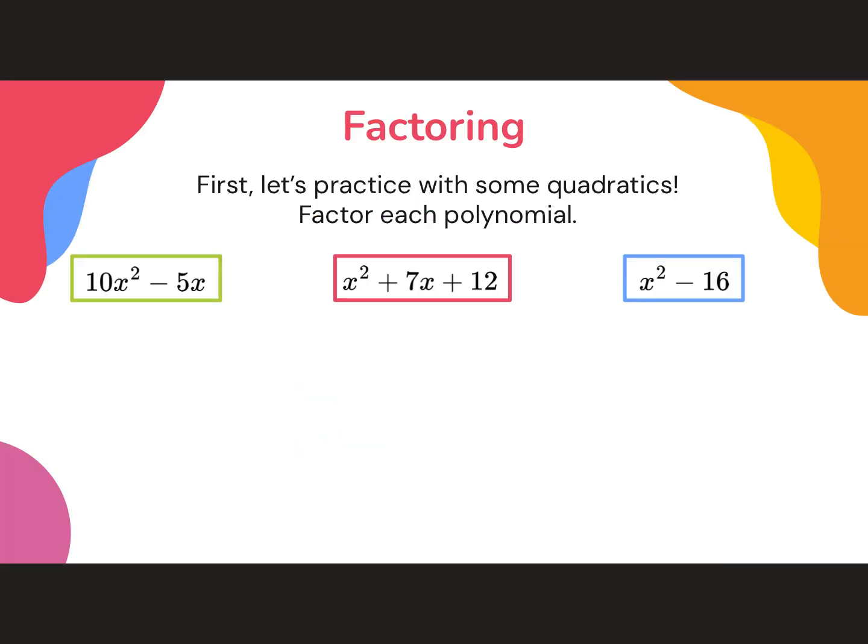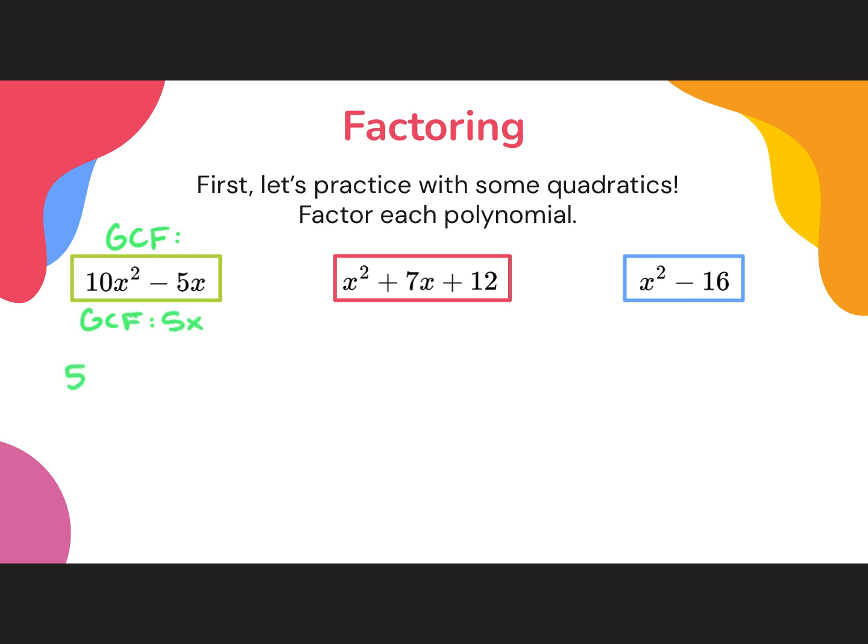With that in mind, we're also going to utilize some factoring strategies that we've seen with quadratics in the past. The first one is a greatest common factor, or GCF. In this first example here, 10x squared minus 5x, I want to break that apart into factors, and I notice that there's a greatest common factor of 5x between those two terms.